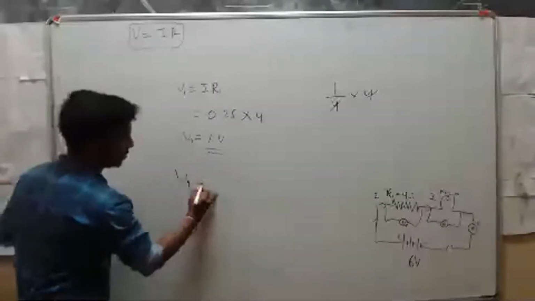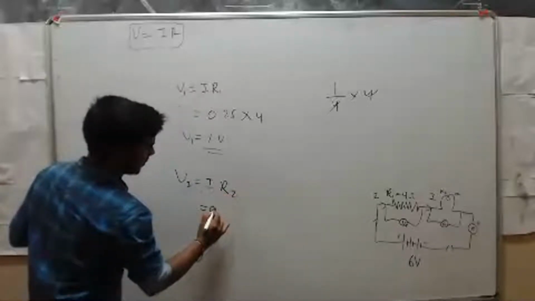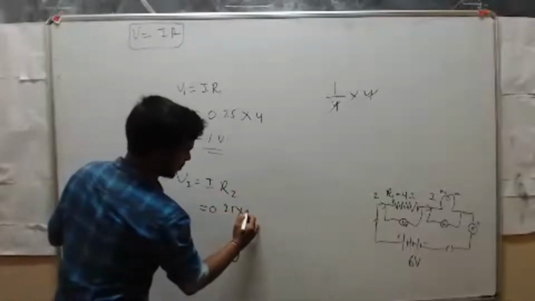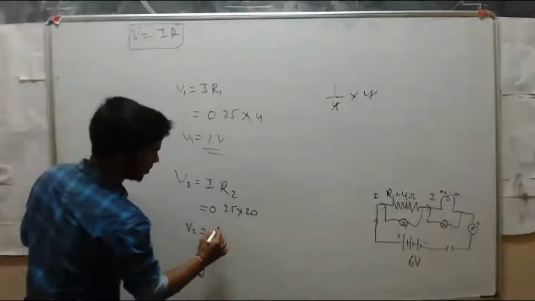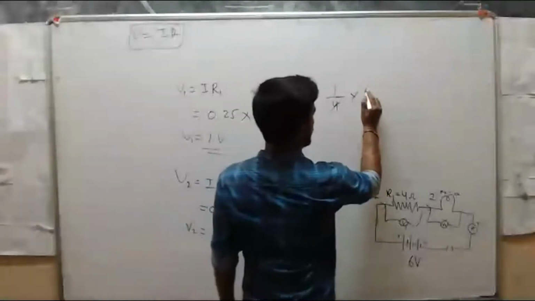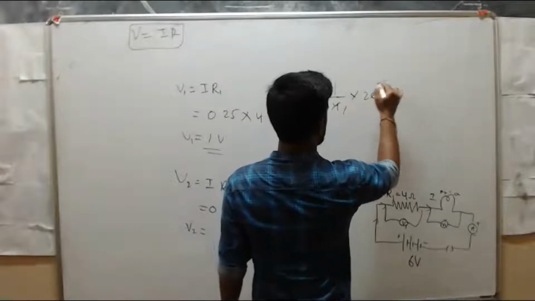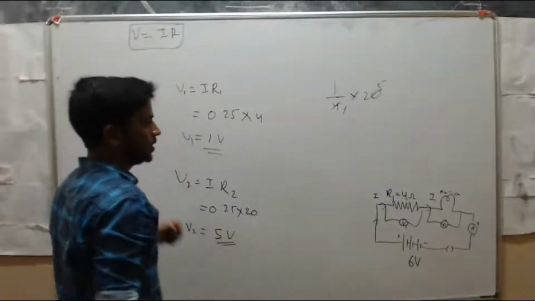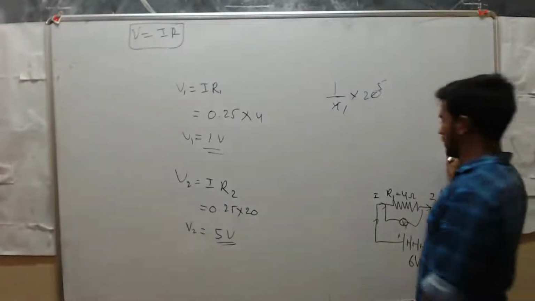Next V2. So V2 is equals to I into R2. Current is same, right? 0.25 and resistance is 20. Okay. So V2 is equals to, here also same, 1 by 4 into 20. 4 ones are 4, 4 fives are 20, 5. So V2 is equals to 5. See, just observe here. Now, we have studied, right, this formula.